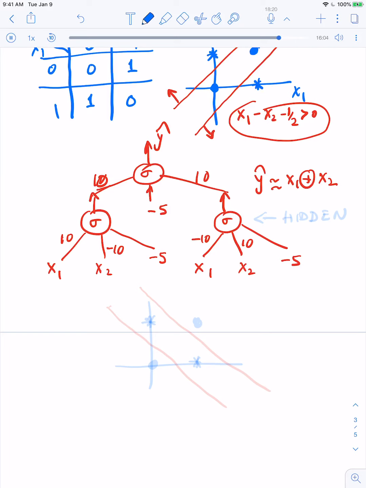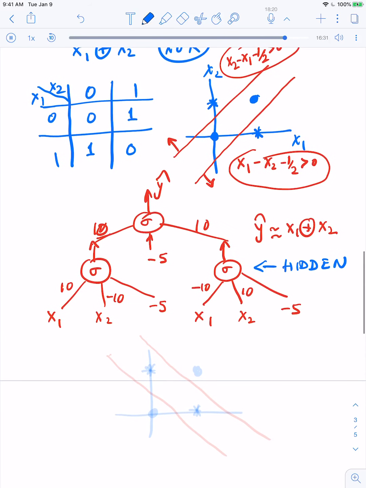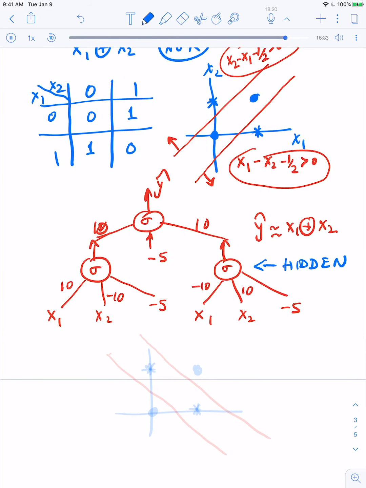So the main takeaway from this is, as soon as you start going to more complicated functions, you need more than just a single line. And so you have this. This is a hidden layer. We know that basically one hidden layer with enough neurons is enough to approximate any function. But in practice, of course, deeper networks do turn out to be better.